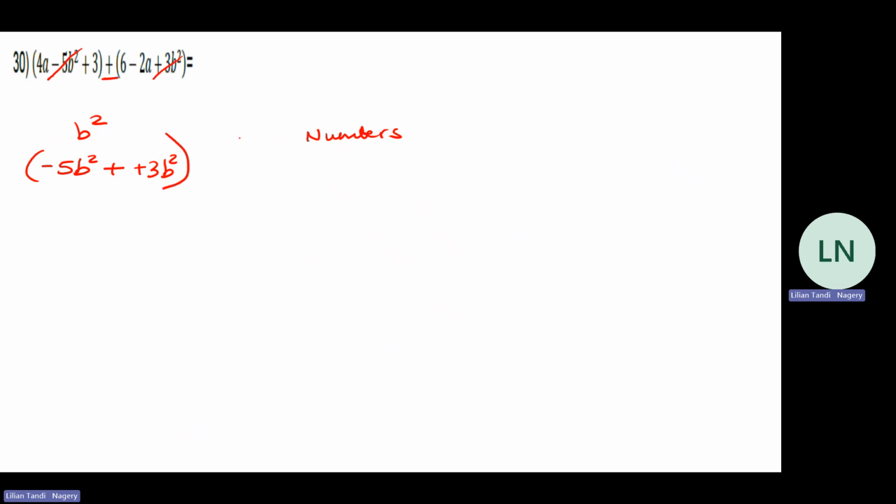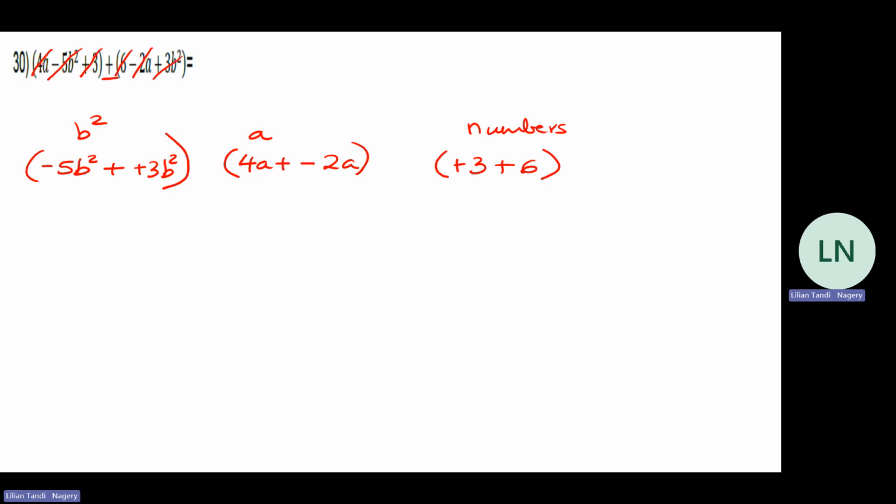Then I do my A's. Okay, my A's will be 4a plus negative 2a. Then I do my numbers. Positive 3 plus 6. Just like that. So I have done my A's and I have done my numbers. So that's how I confirm I have used every term I was given.